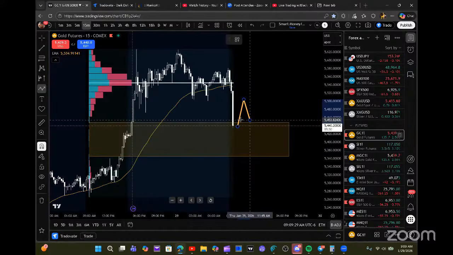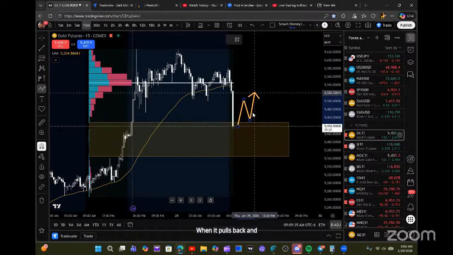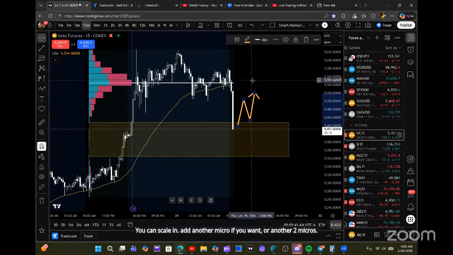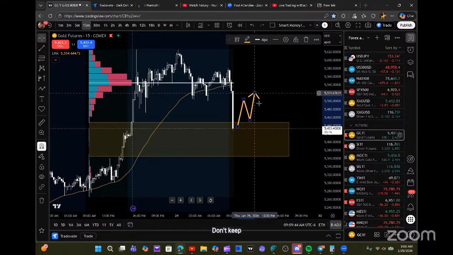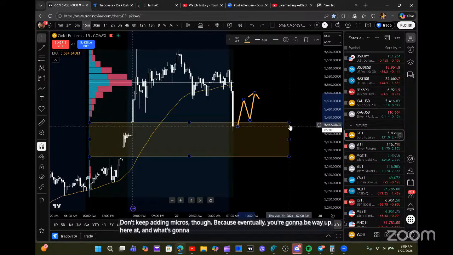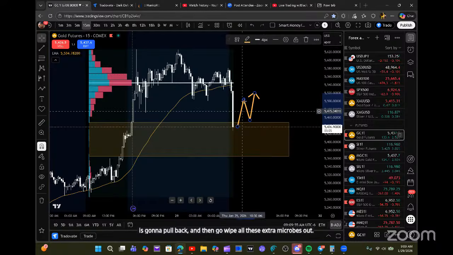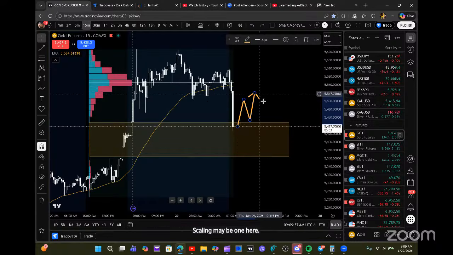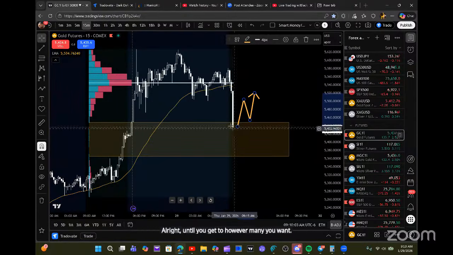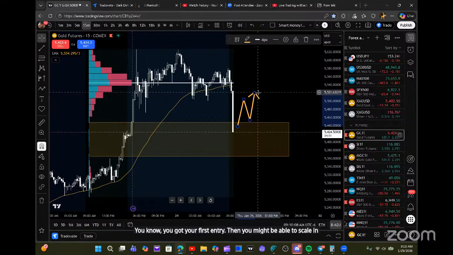Price normally pulls back to another fair value gap, another little entry area. When it pulls back and starts going up again, you can scale in, add another micro if you want, or another two micros. Don't keep adding micros though, because eventually you're gonna be way up here adding, and the price is gonna come back down, pull back, and wipe all these extra micros out. Scale in maybe one here and then another two or so, until you get to however many you want. You got your first entry, then you might scale in once or twice after that. After that, I wouldn't really mess with it.